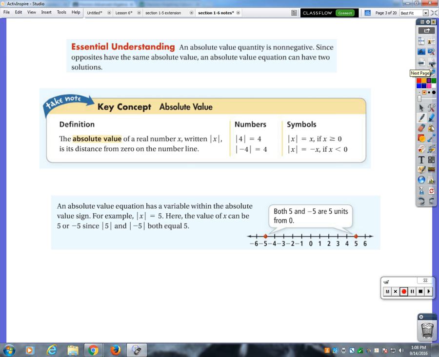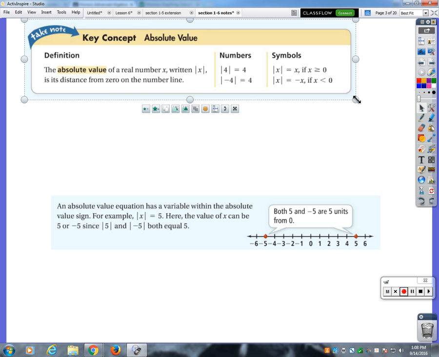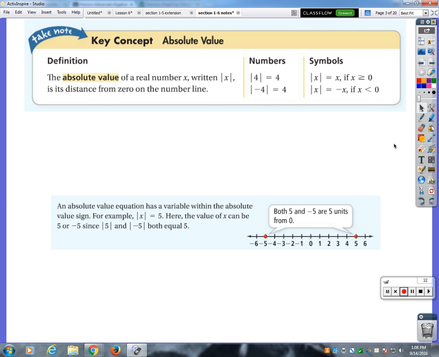All right, if you haven't seen this for a while, this is a little refresher. It's the funny little lines around it. The absolute value of 4 is 4. The absolute value of negative 4 is also 4. And what we're going to do a lot is break this up into 2 different equations, depending on whether x is positive or negative. But we'll talk more about that in a little while.